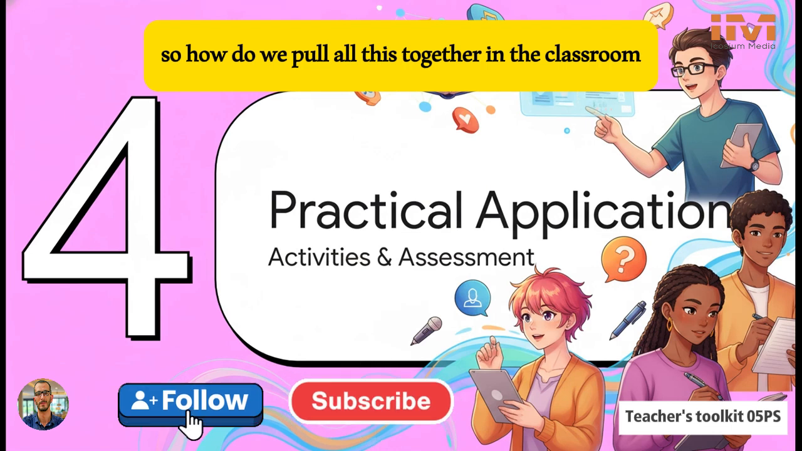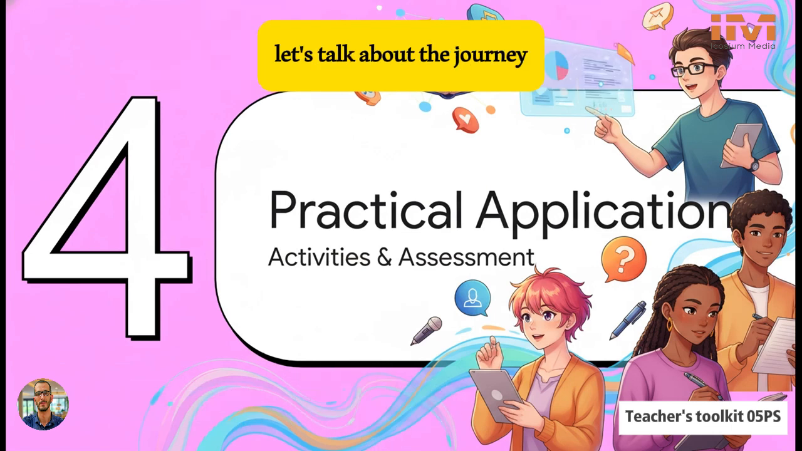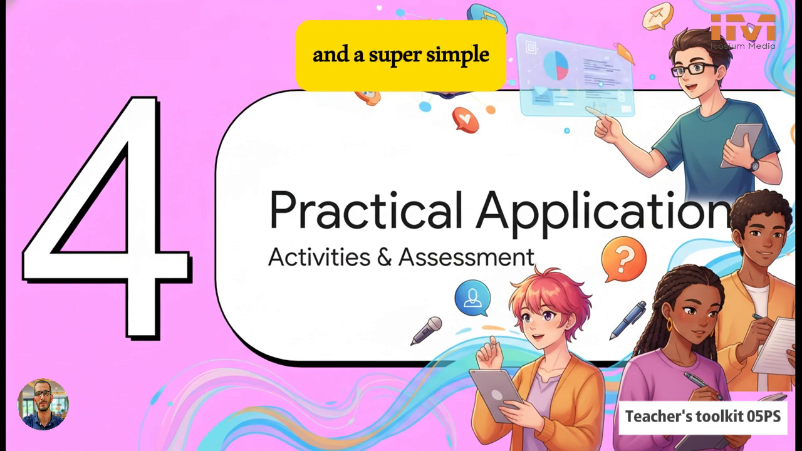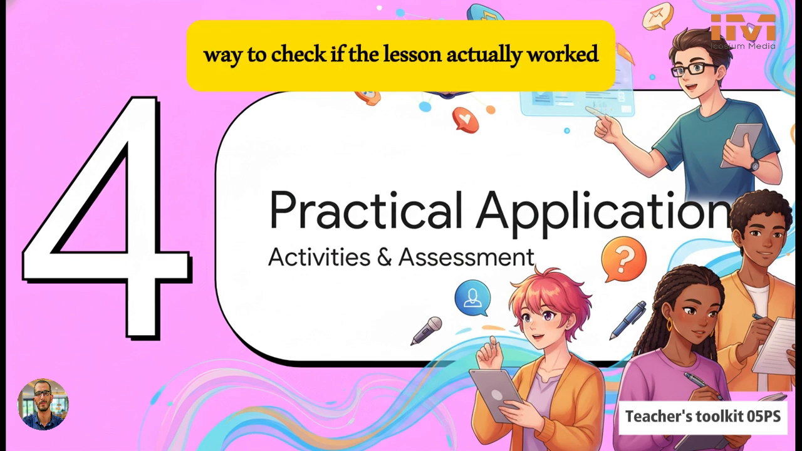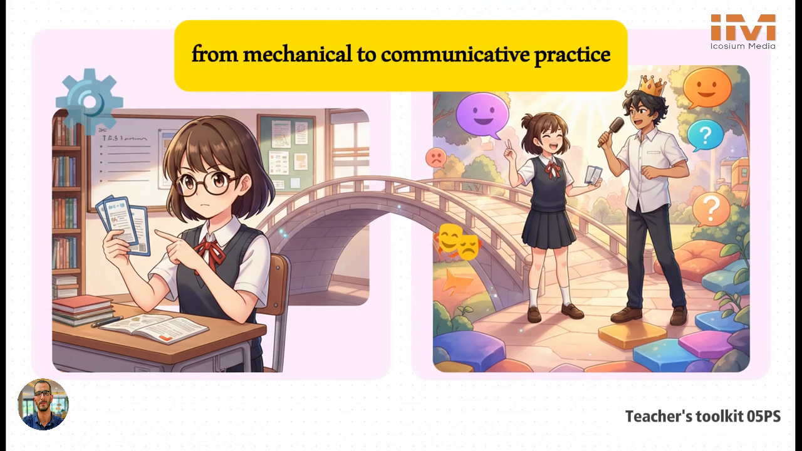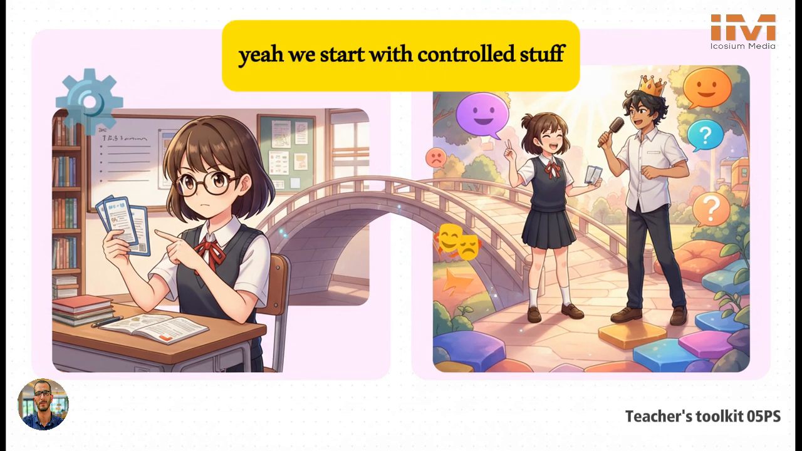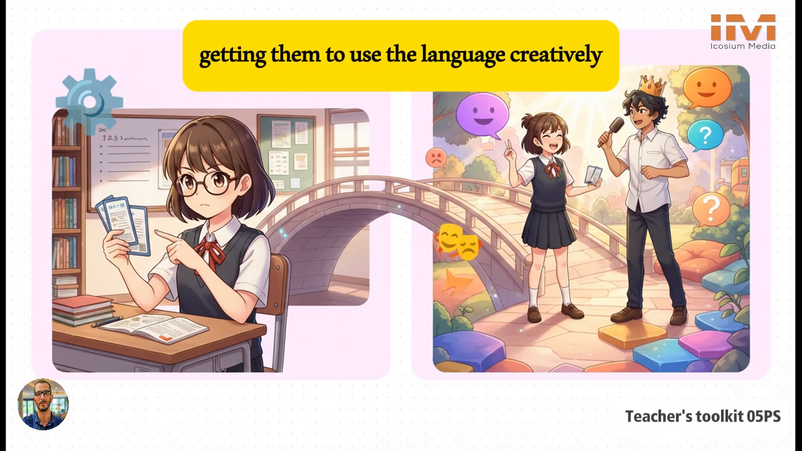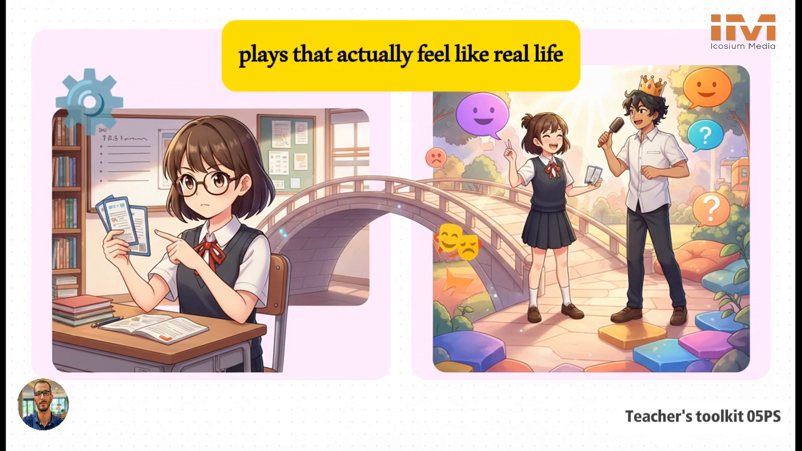So, how do we pull all this together in the classroom? Let's talk about the journey from just practicing a skill to actually performing it, and a super simple way to check if the lesson actually worked. A really key idea here is moving students from mechanical to communicative practice. Yeah, we start with controlled stuff like drills to build up their accuracy and confidence, but the end goal is always communicative practice, getting them to use the language creatively in situations like role plays that actually feel like real life.